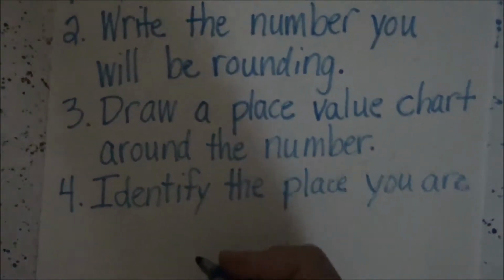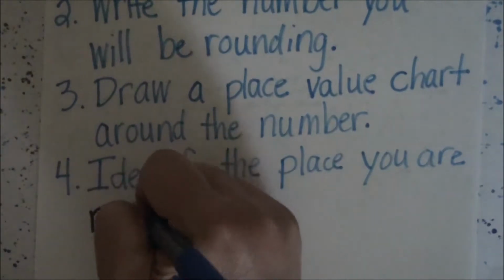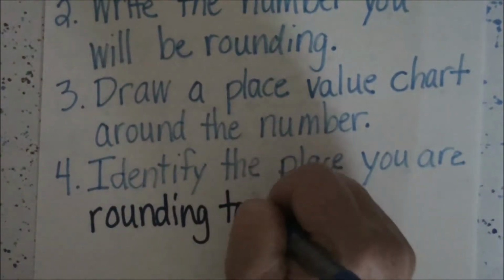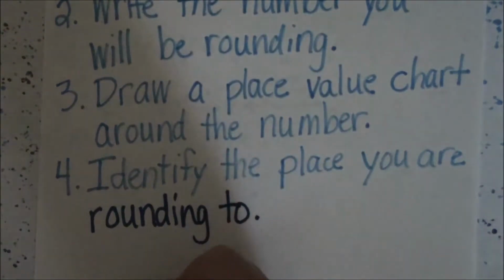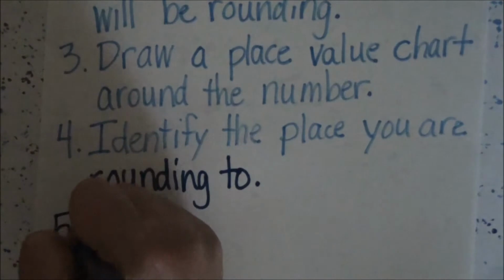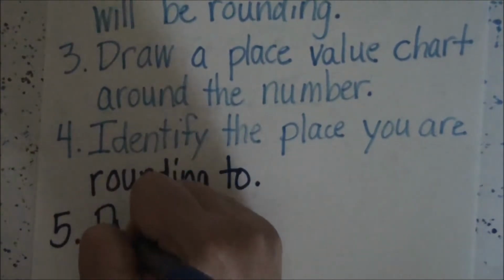Okay, you are rounding to. Okay? Not supposed to end a sentence with a preposition, but whatever. Number 5, draw an open number line.